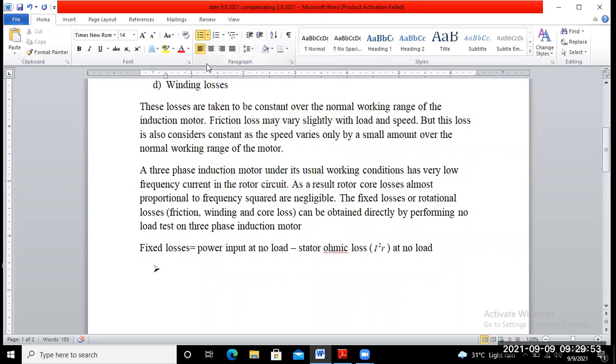That means next is our variable losses. These losses consist of stator ohmic losses and rotor ohmic losses, which vary with the load current. This ohmic loss is the I square R loss. So whenever the current changes, the value of these losses changes. That's why it is known as the variable losses.